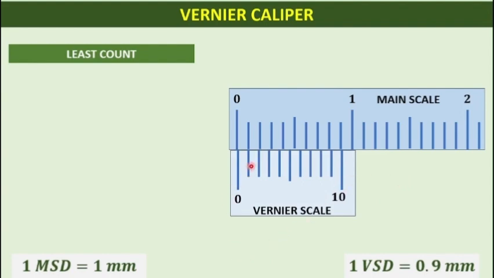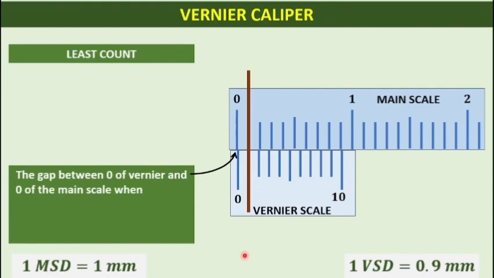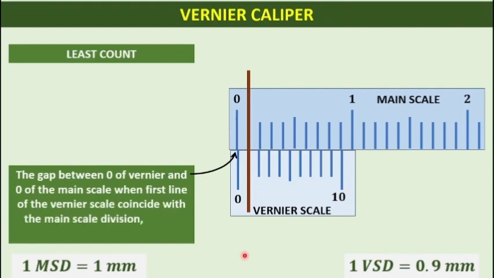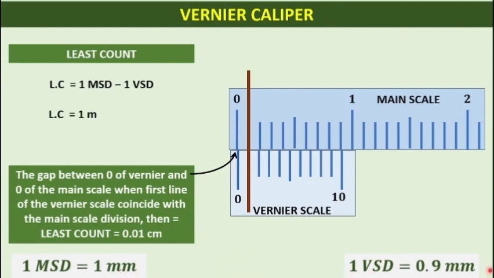Here, the first line of the vernier scale coincides with the 1 mm of the main scale. Then there is a small gap between the 0 of the vernier scale and the 0 of the main scale. When the first line of the vernier scale coincides with a main scale division, this gap, the least count, equals 0.01 centimeter. By formula, least count equals 1 MSD minus 1 VSD. We know 1 MSD is 1 mm, whereas 1 VSD is 0.9 mm. Substituting, we get least count equals 0.1 mm equals 0.01 centimeter.